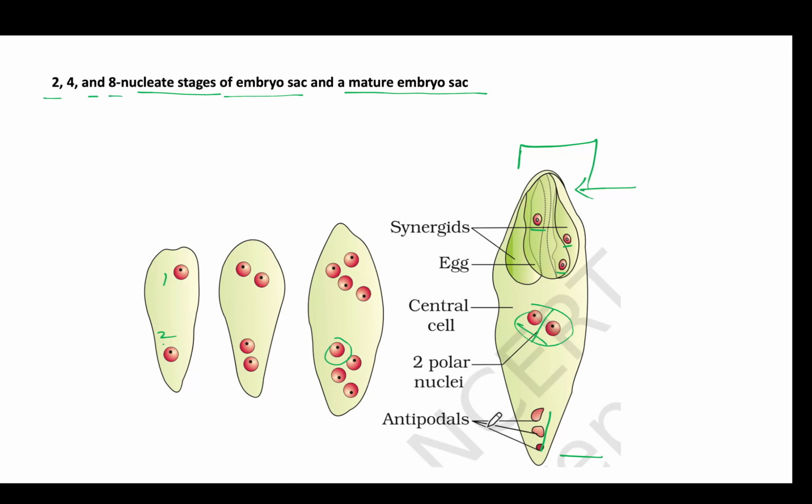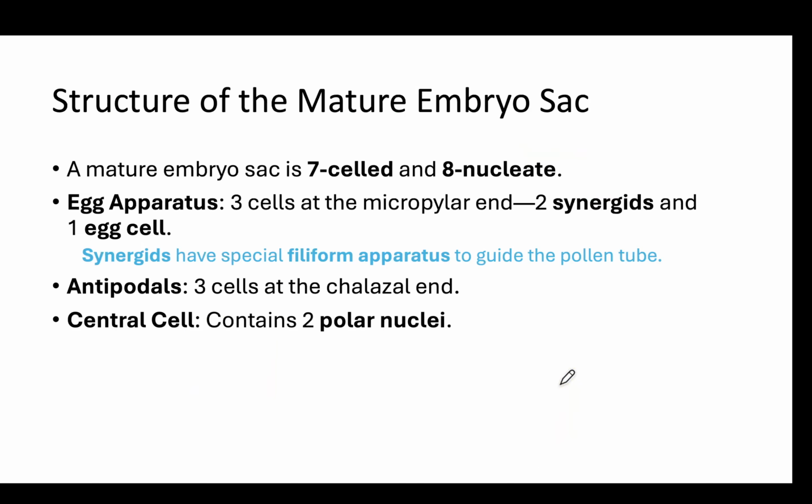First let's learn about this arrangement, and then we will name it. Then we learn about how these cells present themselves inside the structure. So think about it. First, look at the structure. Look at this mature embryo sac structure. We call it the 7-celled 8-nucleate structure, that we will cover. Now, what is the egg apparatus? What are antipodal cells? And what is the central cell?